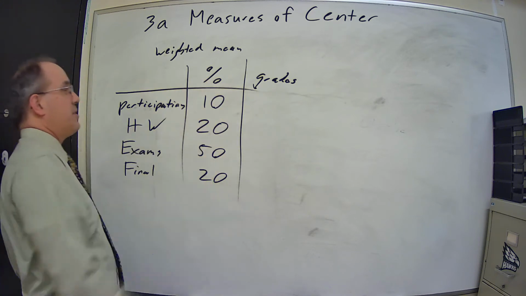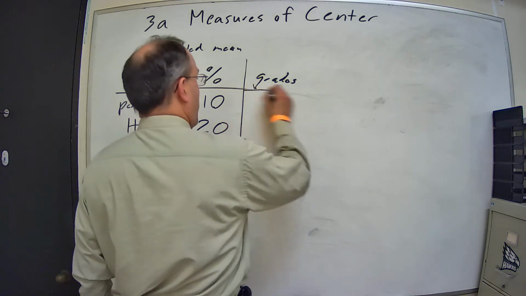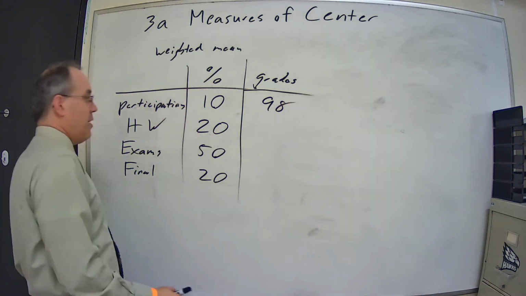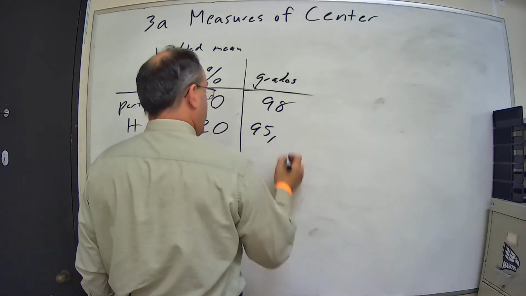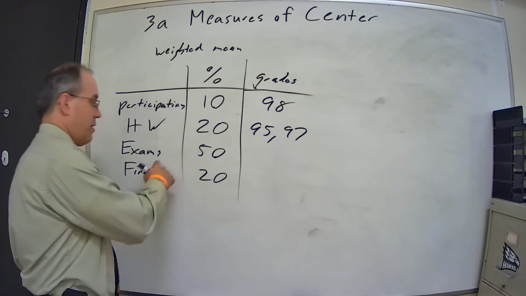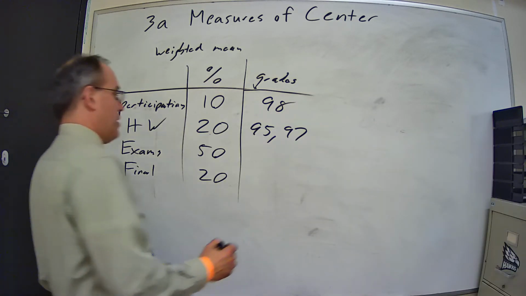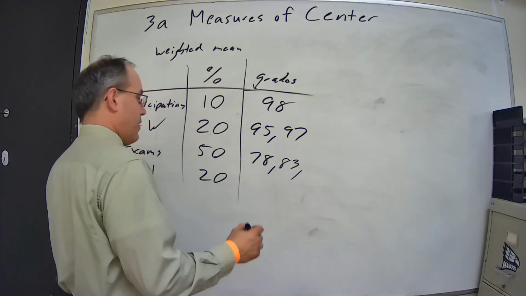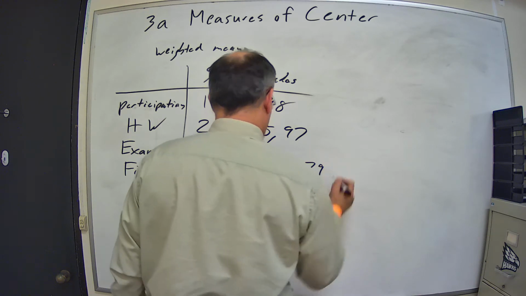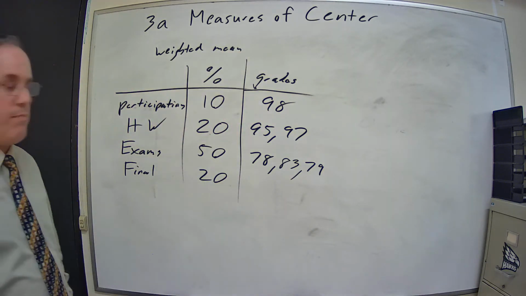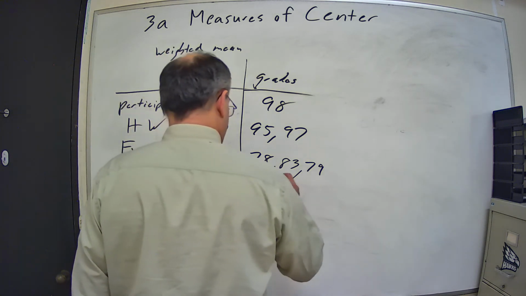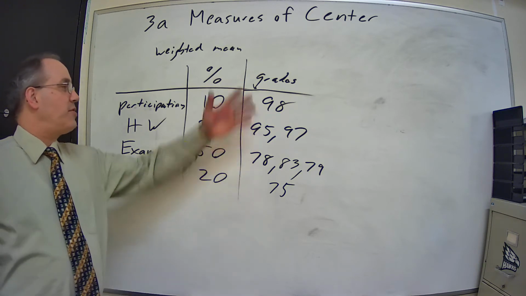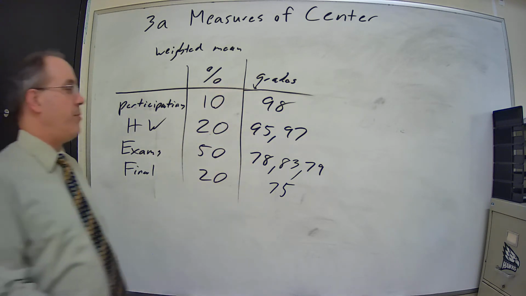So let's do an example here. I'm not going to use as many grades as we possibly could, but I'm going to say, what if you have a participation grade of 98? On your homeworks, you got a 95 and a 97. On your exams, you got a 78, an 83, and 79. And then on the final exam, you got 75. So let's look at this and see what we can find for our weighted mean.